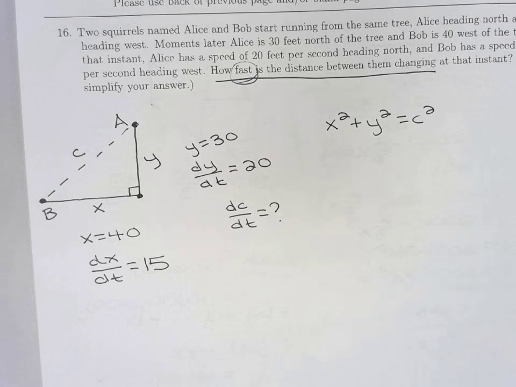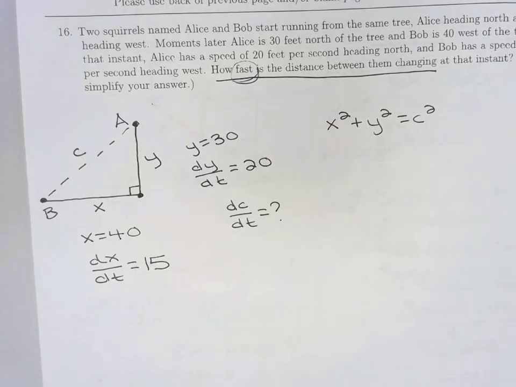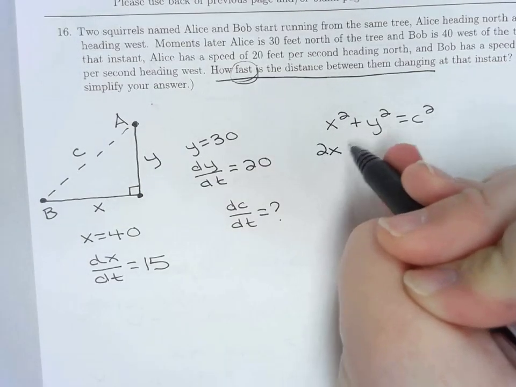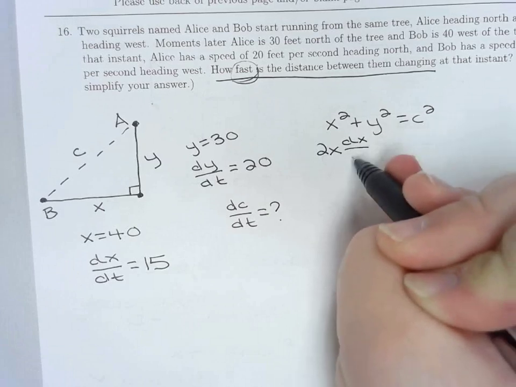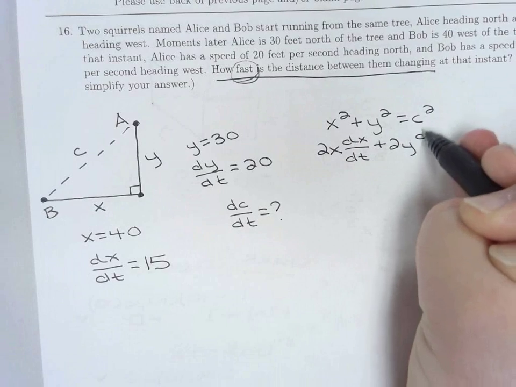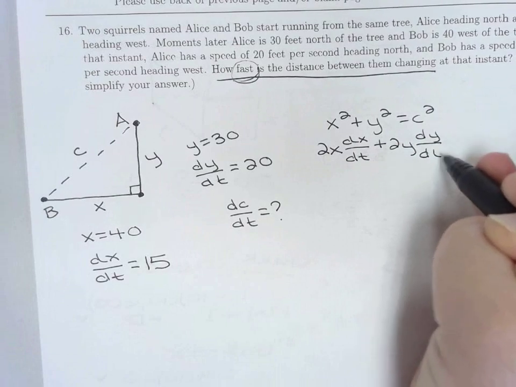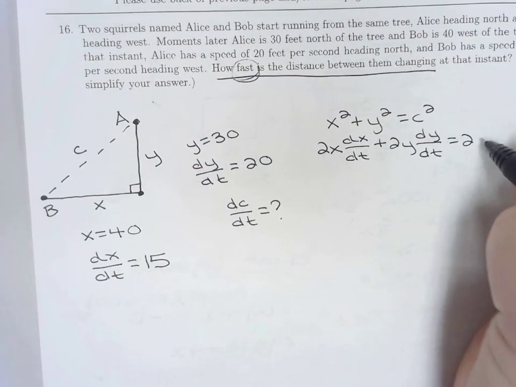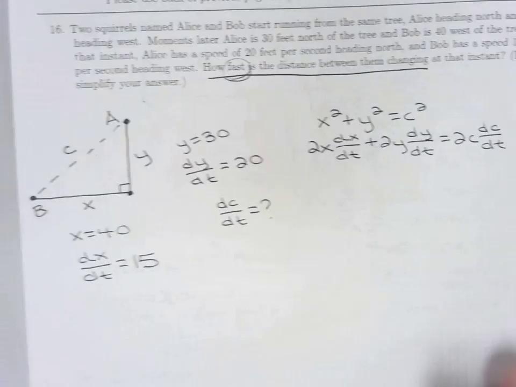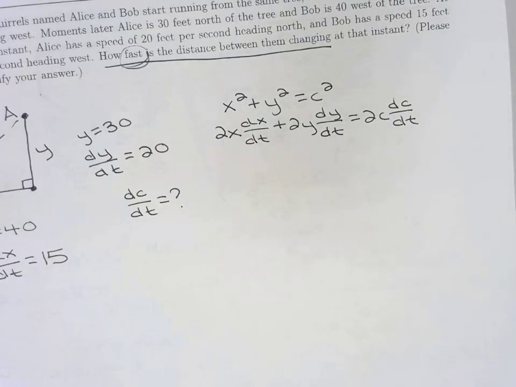Let's take the derivative and see what I need to plug in so that I only have dc dt left. The derivative is 2x dx dt plus 2y dy dt equals 2c dc dt.